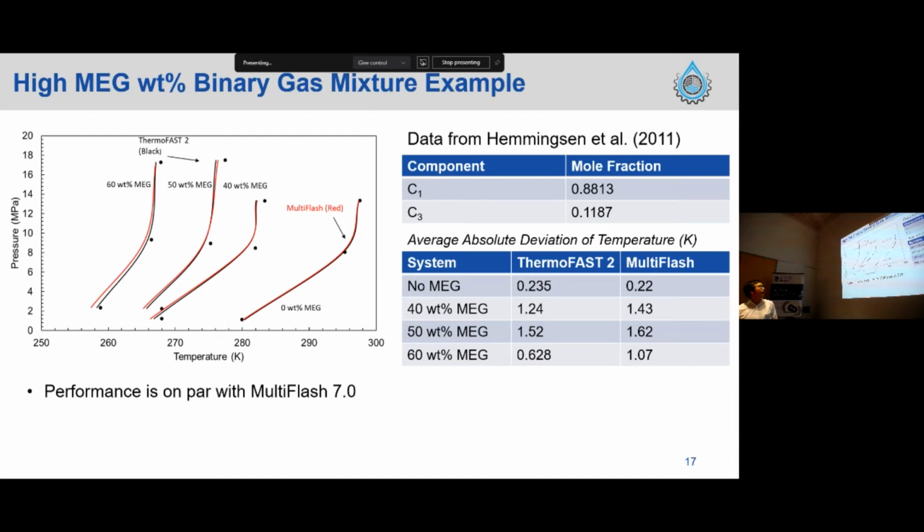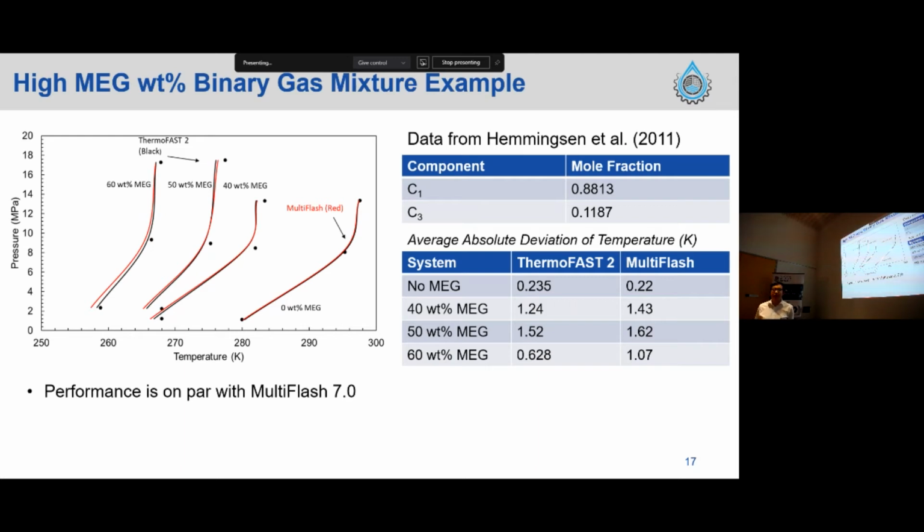So now we're looking at a binary gas mixture. This is methane propane with a significant amount of MEG present. So we're looking at 40, 50, and 68% MEG systems. And here we see that performance is on par again with MultiFlash 7. But we can see that at these high rates of MEG, the deviation does begin to increase compared to when we have no MEG present, as you can see in this table here.